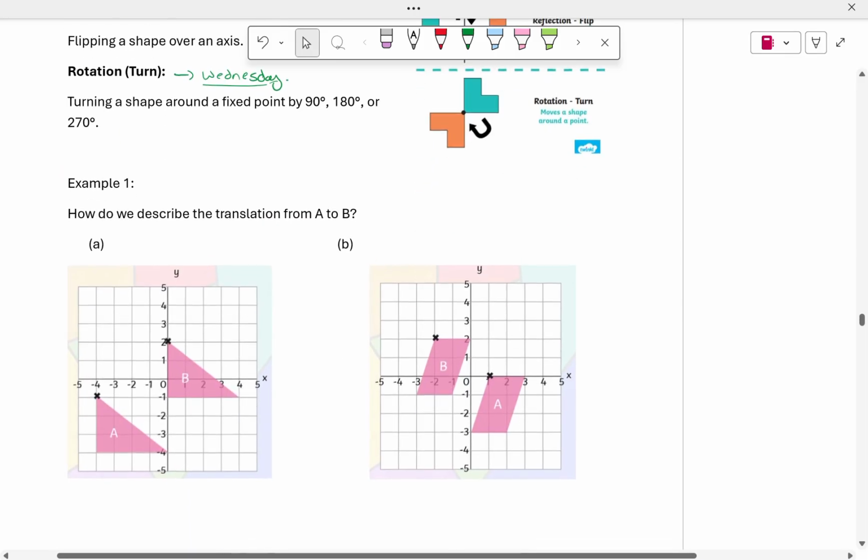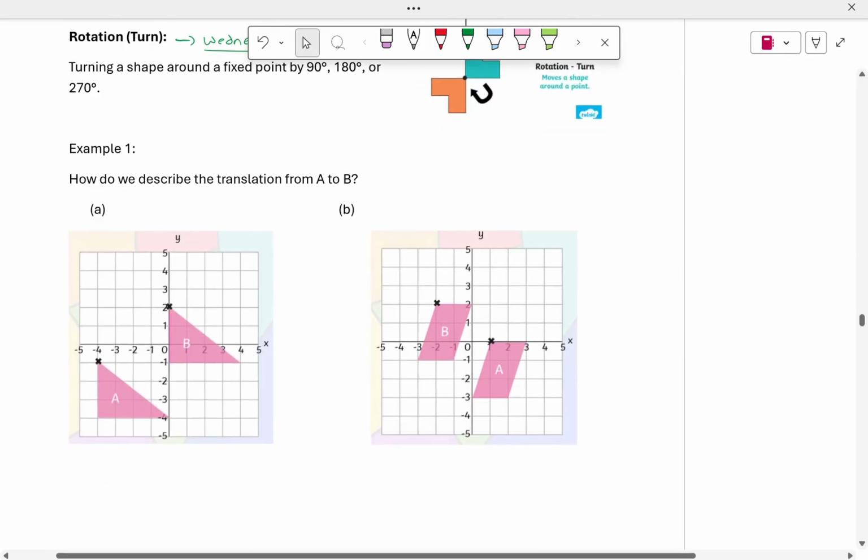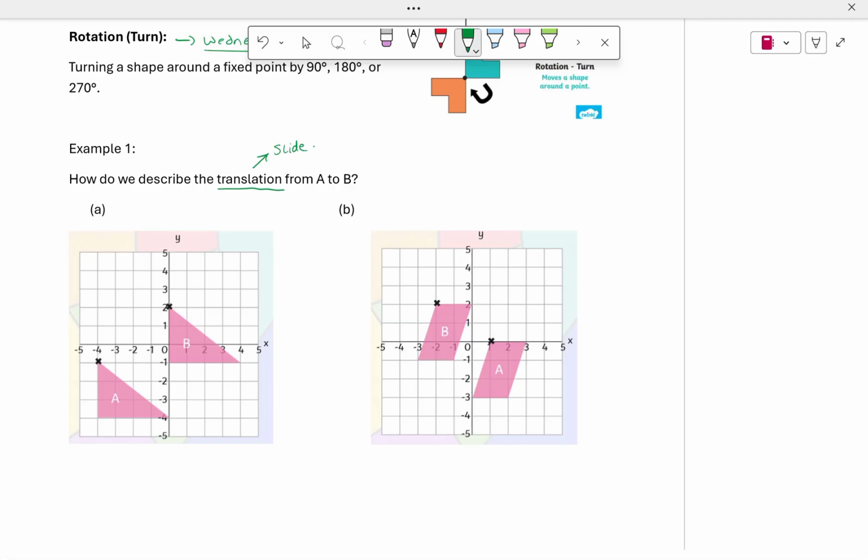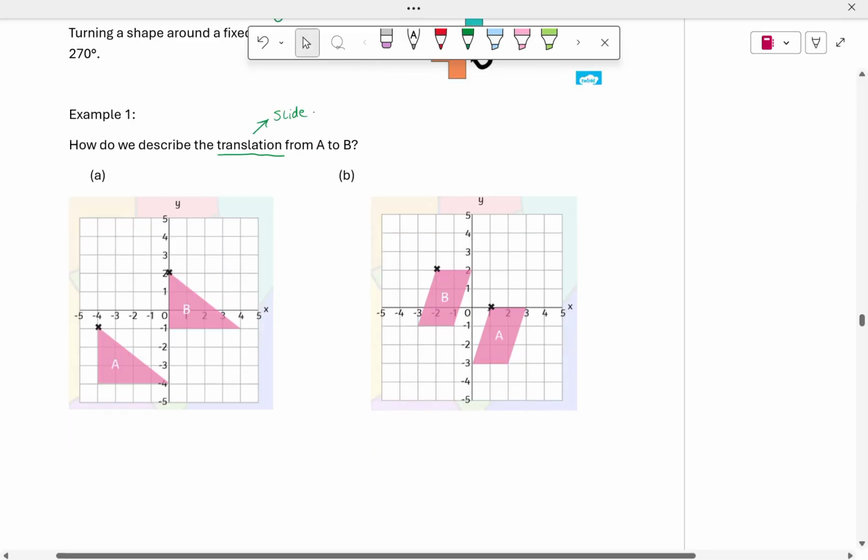Okay, here's our first example. We're going to describe the translation. That tells us that it is in fact a slide. For this, we're simply moving the image and sliding it across, like a piece of paper on a table, to match up with the new image. What we need to be able to say is how we get from image A across to image B. So we're going to focus on the vertices.